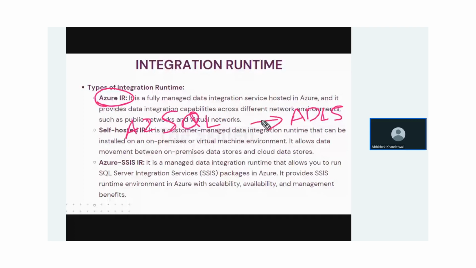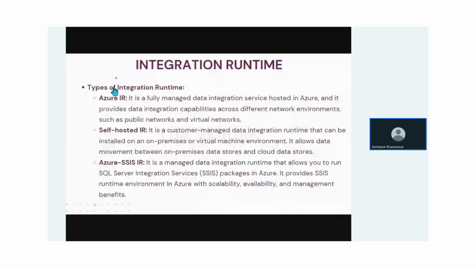Then we have self-hosted IR. Self-hosted IR comes into play when we want to copy data from our local system and dump it to any cloud resource. We can also use it when we want to copy data in a private network. For example, this is my own PC, which is on premise, obviously not on cloud, and over here I have a few files. Now I want to copy these files and send them to ADLS.